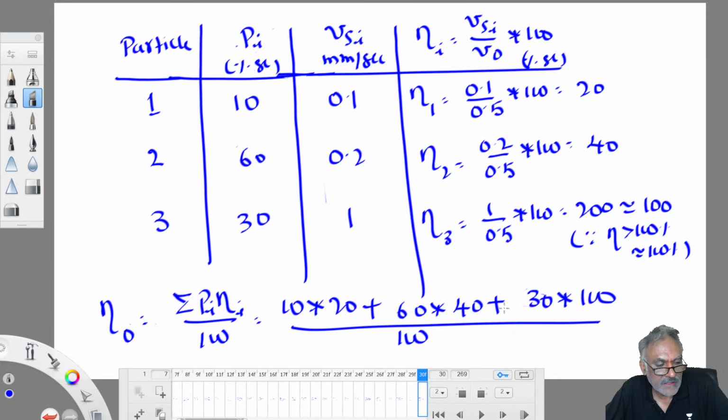So 10 into 20 plus 60 into 40 plus 100 into 30. 30% of the particles, 100% by 100. So it is 56%. If we take 200%, we will get 86. That is wrong. That was the answer. So, let him ask any question. Your concept is right. Obviously, you never go wrong; you always go right only.